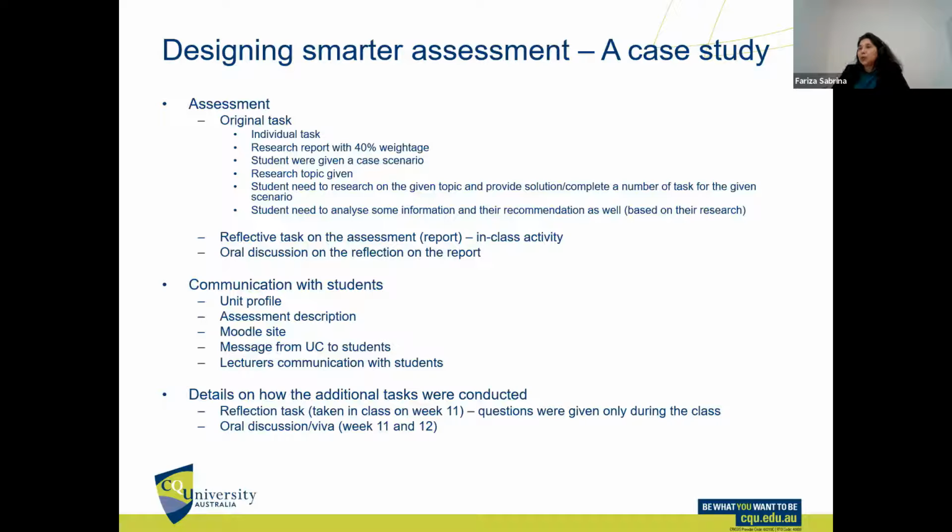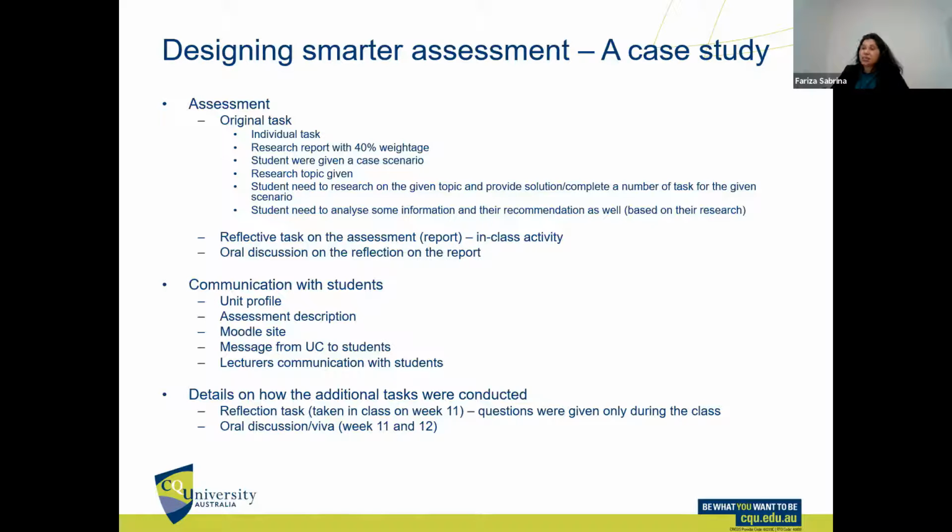To do that, first we need to communicate this requirement to the students. So first we had to explicitly mention it in the unit profile, but since it was not done formally, we mentioned that during the marking, the unit coordinator might ask for an oral discussion, and students were advised to save all their drafts and different versions so that if we need, they can provide evidence as well.